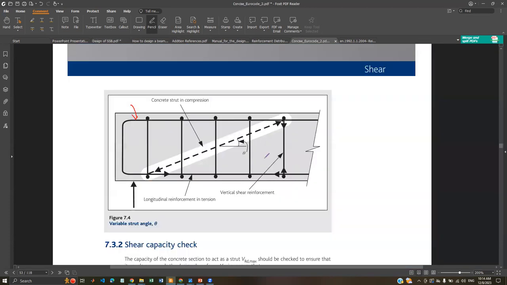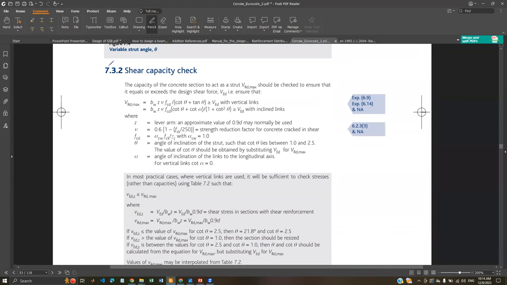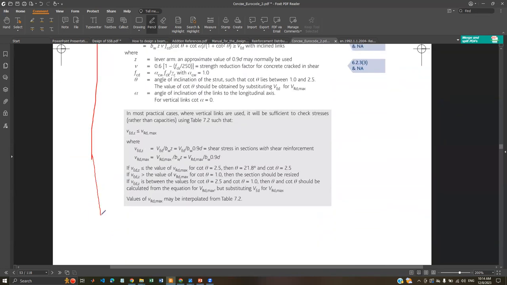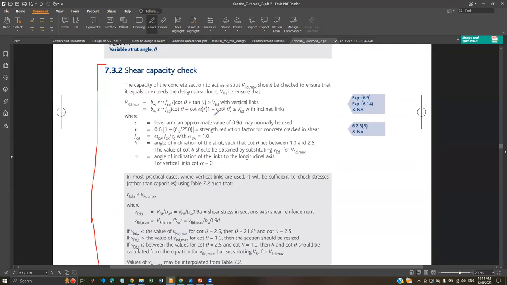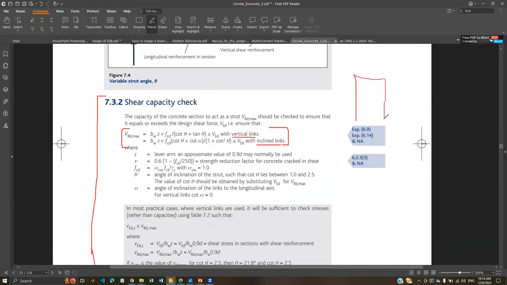As you can see, I need to first check the shear capacity, and the equations are already given here. You can see two different kinds of equations: one is for the vertical links, the other is for the inclined links. In most simple cases, we always go with the vertical links. The vertical links mean what I have mentioned, this is what we call the vertical link. So these are the vertical links.